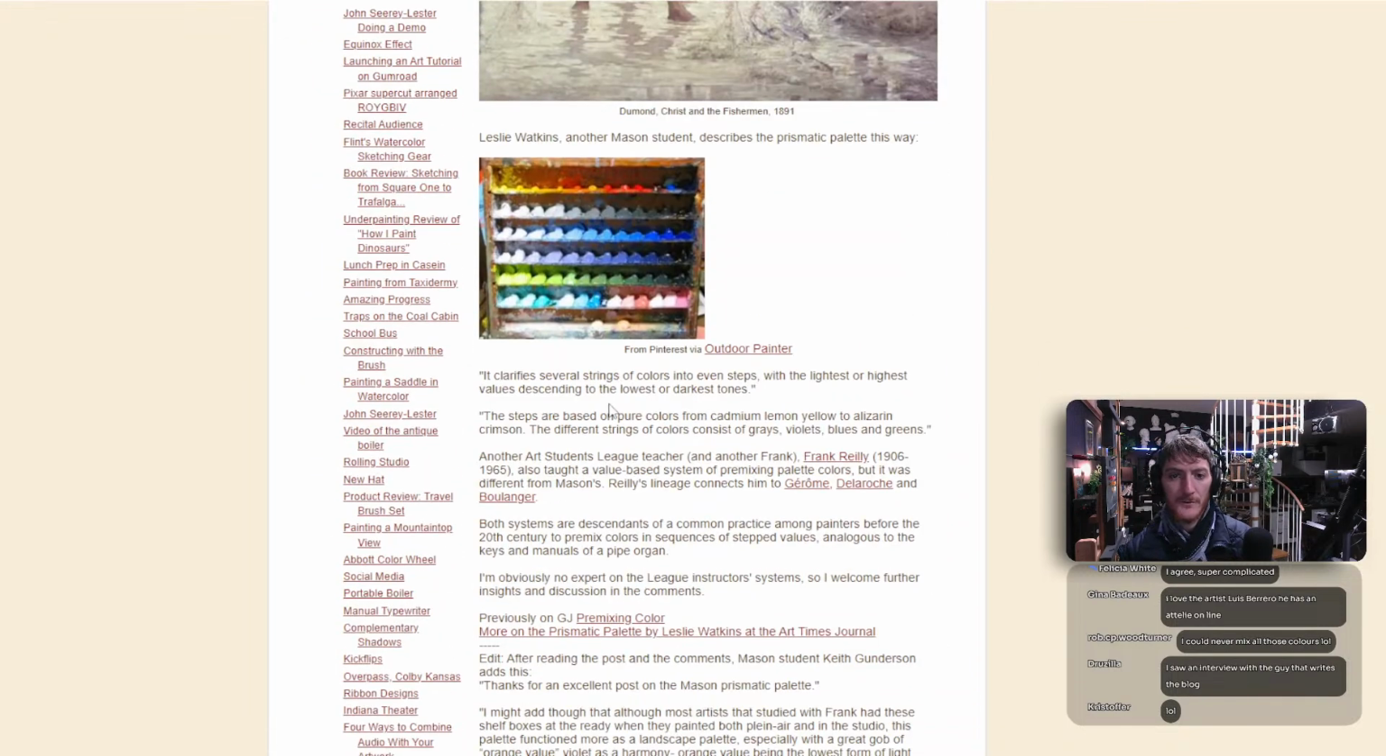It clarifies several strings of colors into 7 steps, with the lightest or highest values descending to the lowest or darkest tones. Frank Reilly also taught a value-based system of premixing palette colors, but it was different from Mason's. Reilly's lineage connects him to Jérôme de la Roche and Boulanger. Both systems are descendants of a common practice among painters before the 20th century to premix colors in sequence of stepped values, analogous to the keys and manuals of a pipe organ.